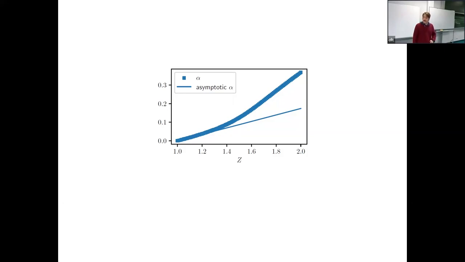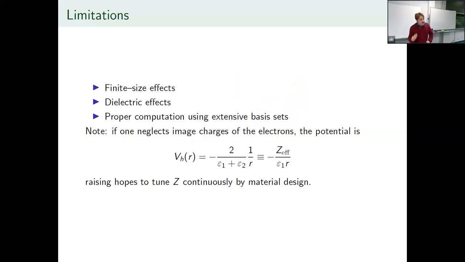Of course, there are much more serious objections to it than just that you're not using proper quantum chemistry. Of course, we forget about the dielectric effects, we forget about the finite size effects, etc. So this would require really constructing the Hamiltonian, finding the potential, et cetera, et cetera. So it's quite a complicated thing to do.